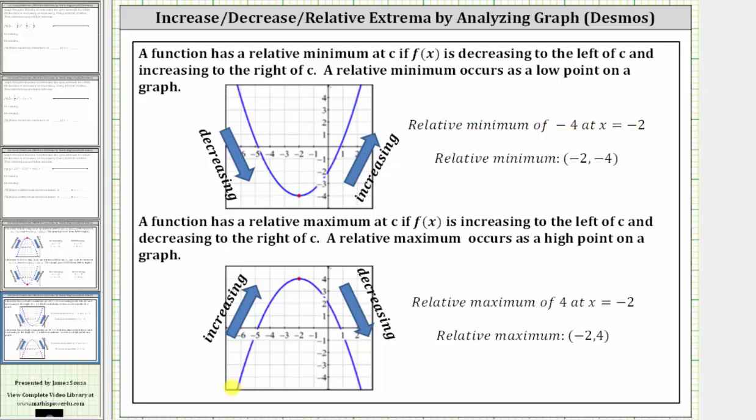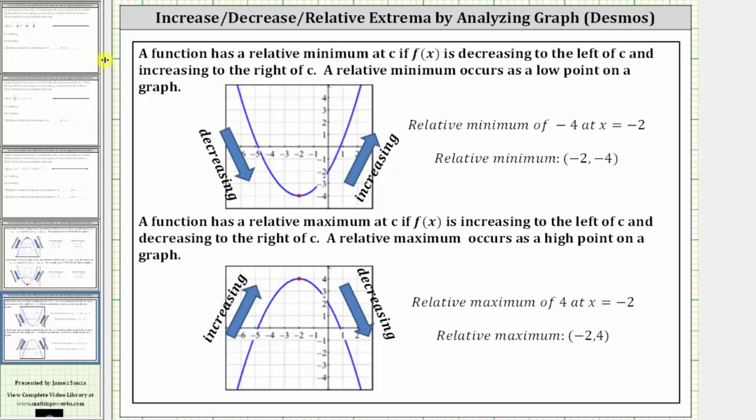Similarly, where a function changes from increasing to decreasing, we have a high point on the graph, which represents a relative maximum. As an ordered pair, we have a relative maximum represented by the ordered pair (-2, 4), or more specifically, we have a relative maximum of the function value of 4 at the location of x equals -2.